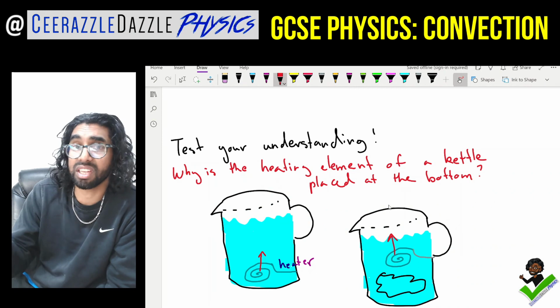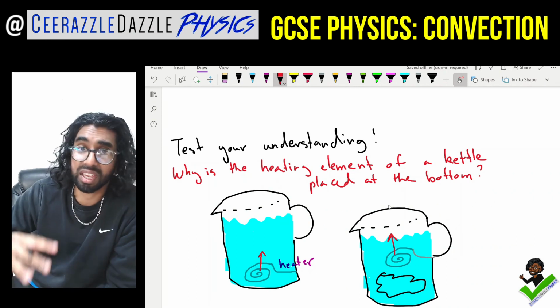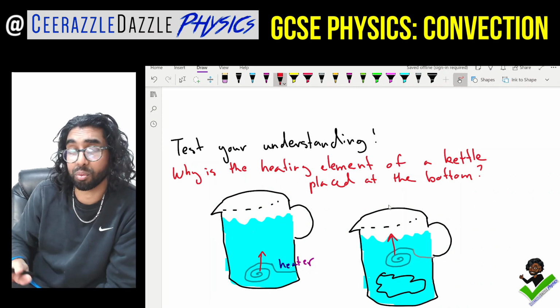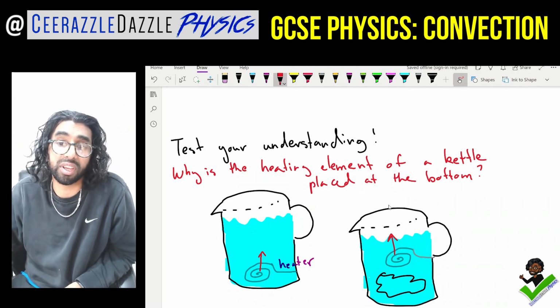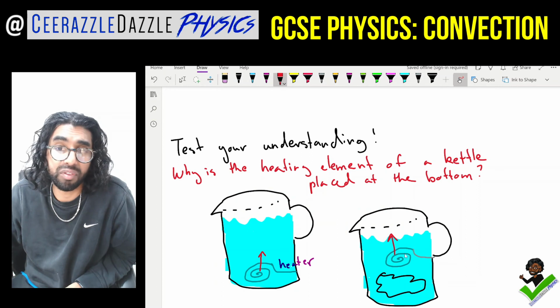Why do we have the heater at the bottom of the kettle? It's so that it heats up the water, and therefore the warm water can rise upwards throughout the whole thing. If you put the heater higher up, obviously it won't heat up the water beneath the heater.